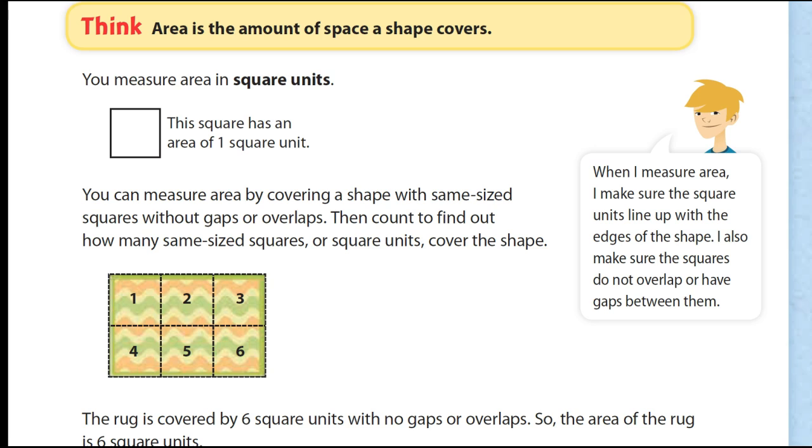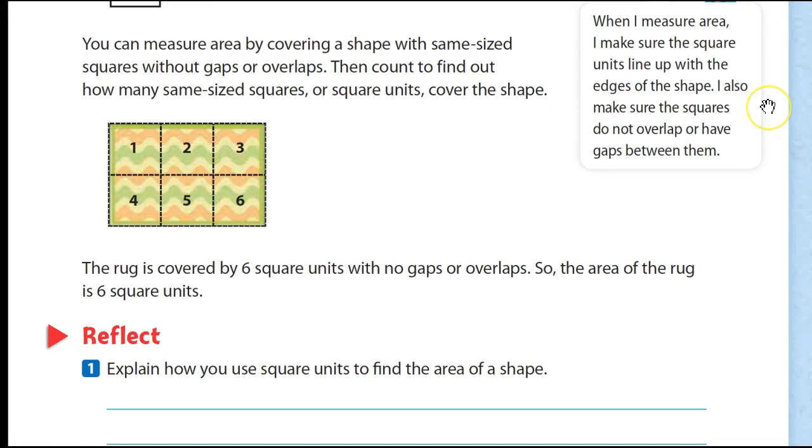You measure the area in what they call square units. Each square unit, each little square that you have right here, is equal to 1 square unit. So the area of the rug that we just saw is how many square units? 6. There's 6 of these. 6 square units. Let's do a couple more. It says that there's no gaps or overlaps. So the area of the rug is 6 square units.